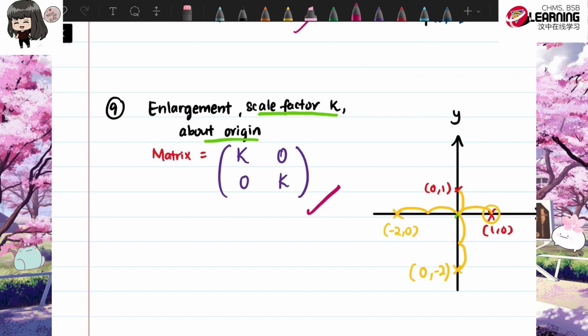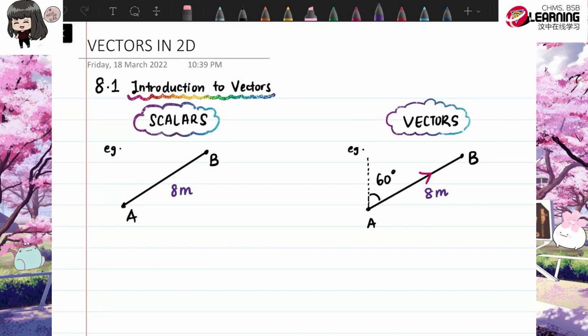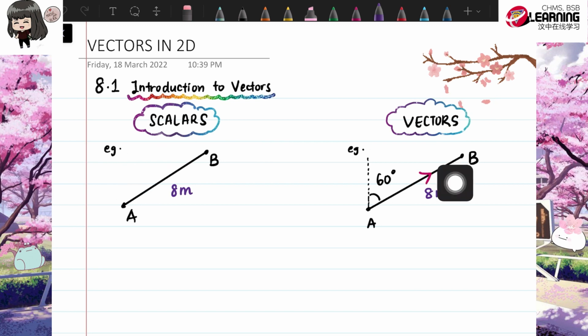Okay, so now let's go to the new topic, vectors. Alright, so welcome to Vectors, chapter 8 in your 4B book, the new book. Okay, so I start off with 8.1, Introduction to Vectors. Before you know what vectors are, you also need to know scalars. Scalar and vector. What is the difference between scalar and vector?